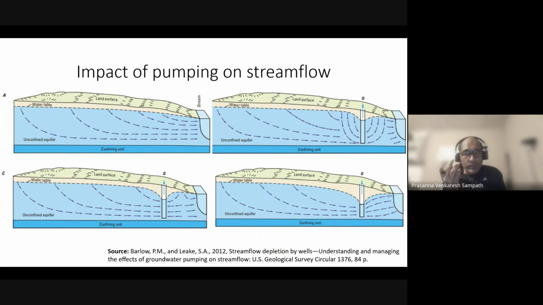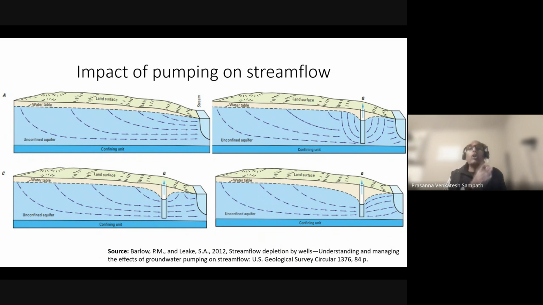It depends on the properties of the aquifer, which determines how easily or how quickly the effect of pumping gets transmitted to the surface water body, right? Now, obviously, in this case I have shown the well at a particular distance from the surface water body, correct? Suppose I move this well further away from the stream, but I keep the pumping rate the same, the impact that is felt on the surface water body will be delayed, right?